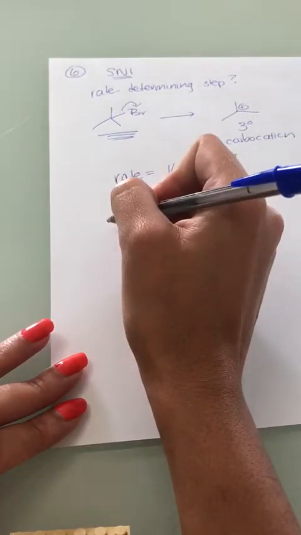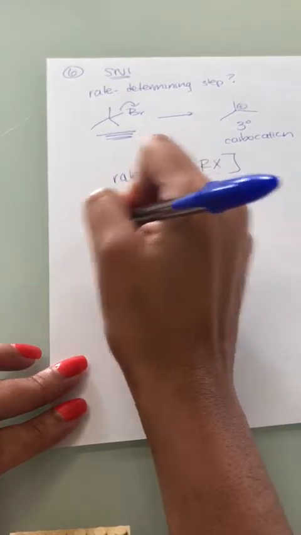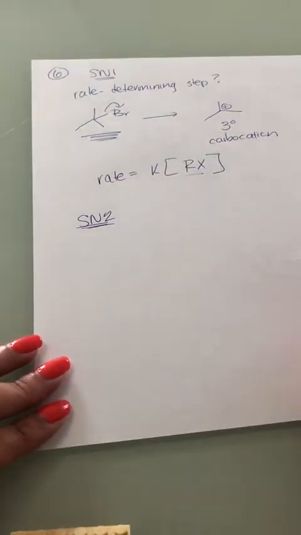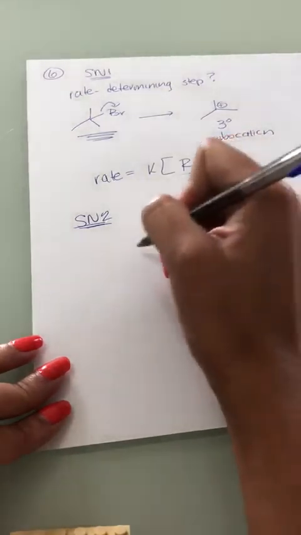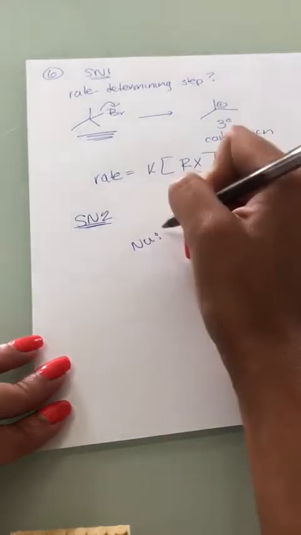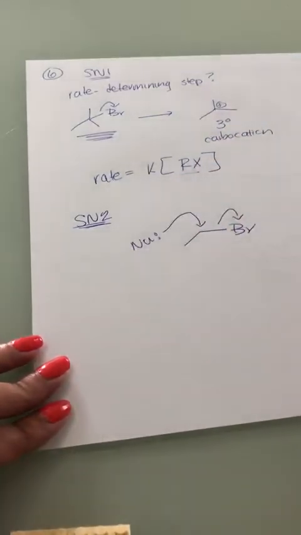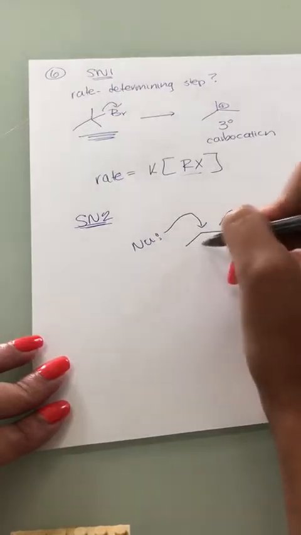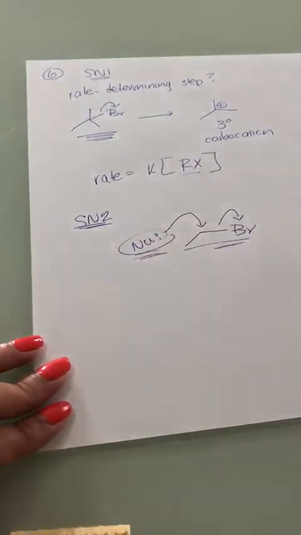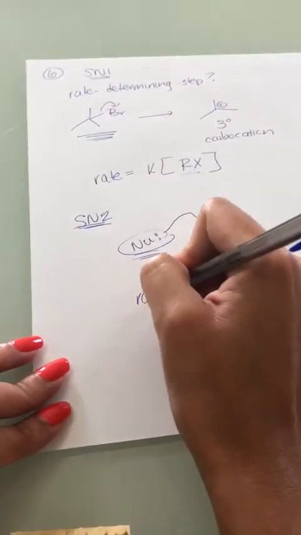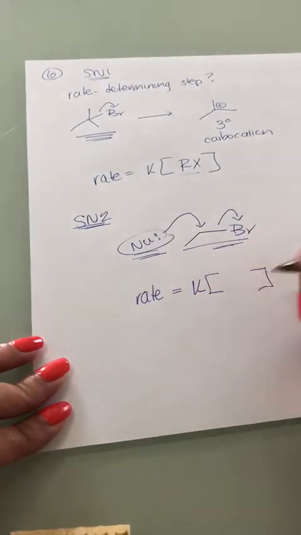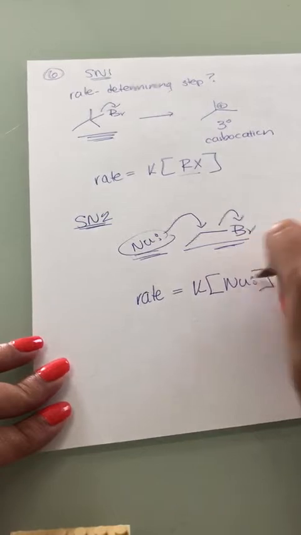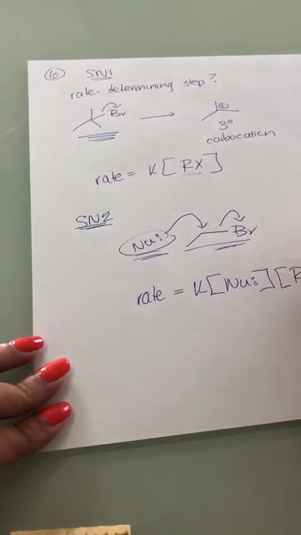And let's take a look at the SN2 reaction. For the SN2, as the leaving group is going away, you have the backside attack of the nucleophile. So both the haloalkane and the nucleophile are participating in the rate determining step, meaning the rate law for the SN2 will depend on both the concentration of the nucleophile and the concentration of the haloalkane.